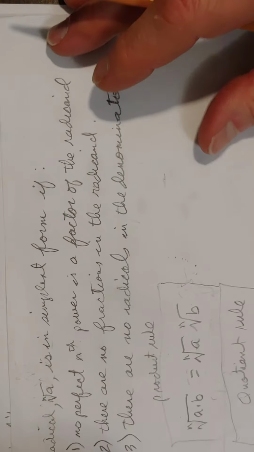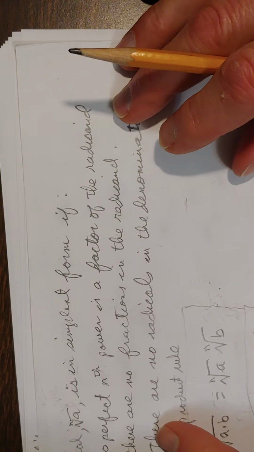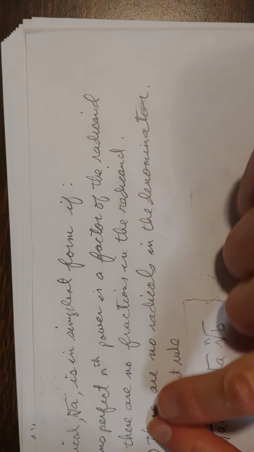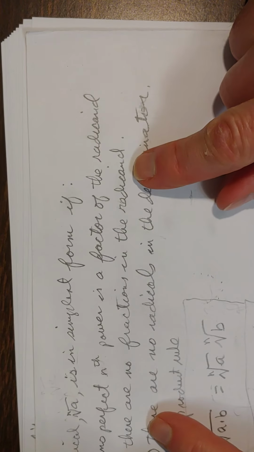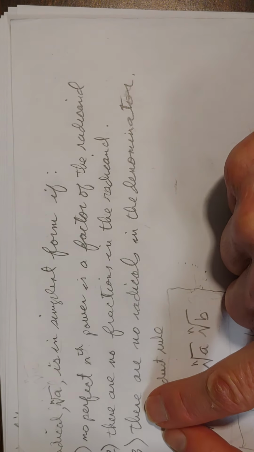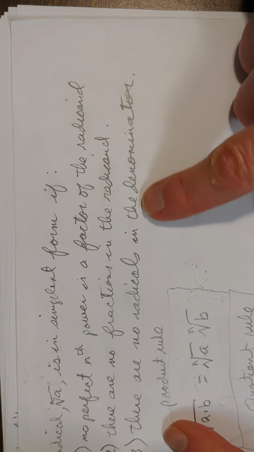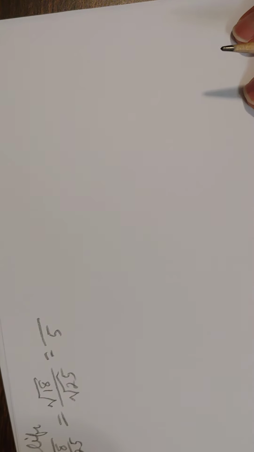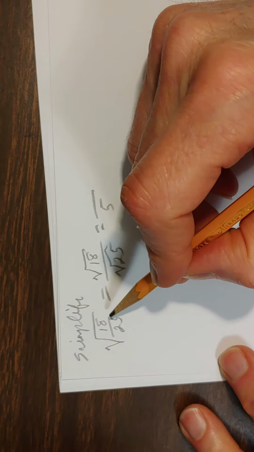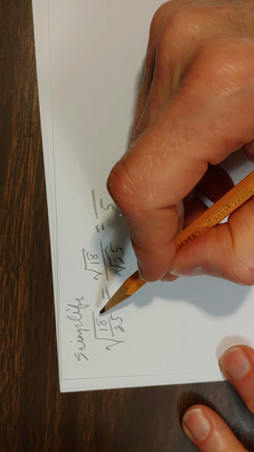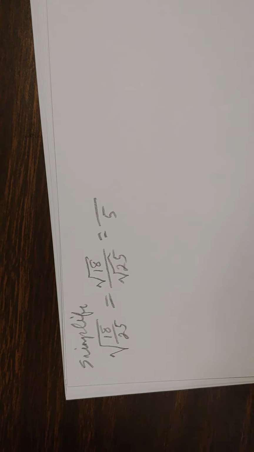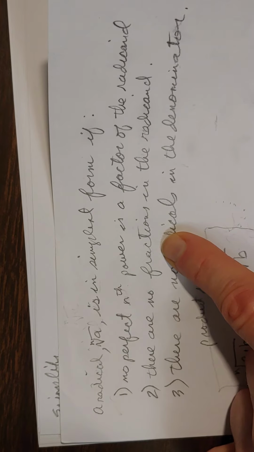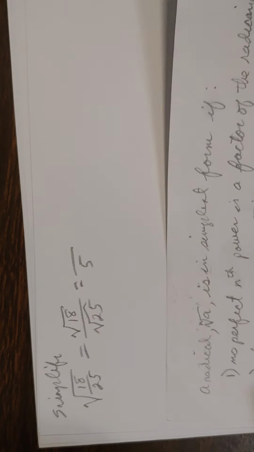The other two conditions for a radical to be in simplest form, and you should know this, these three, you should memorize them: there can be no fractions under the radicand, and the third one, there are no radicals in the denominator. So if we go back to this problem, notice this is not in simplest form because there's a fraction underneath the radical symbol. That's number 2. There can be no fractions in the radicand underneath the radical symbol.